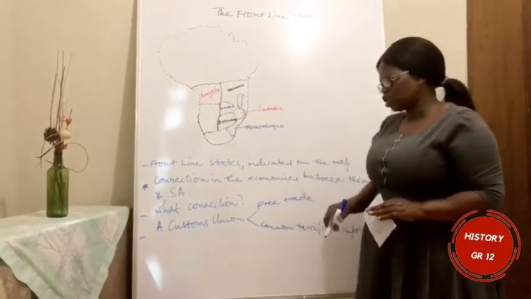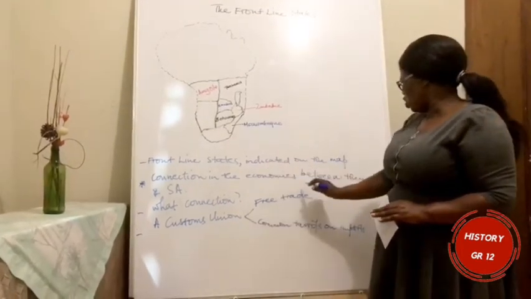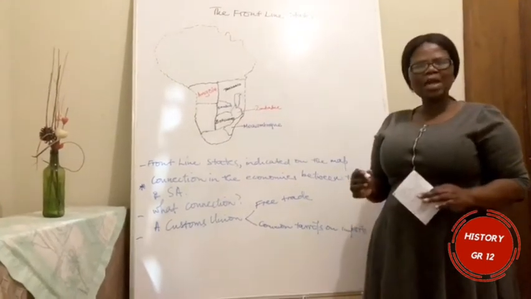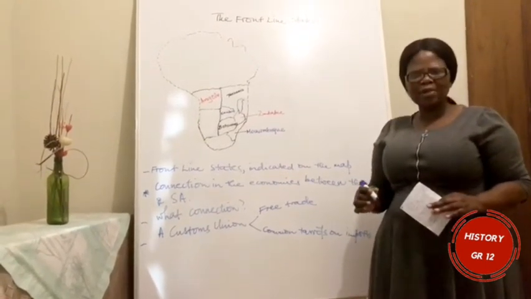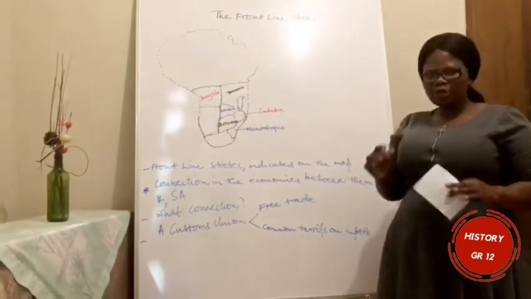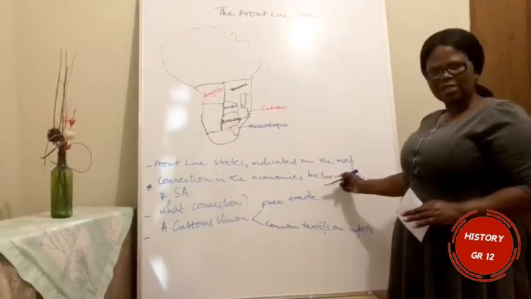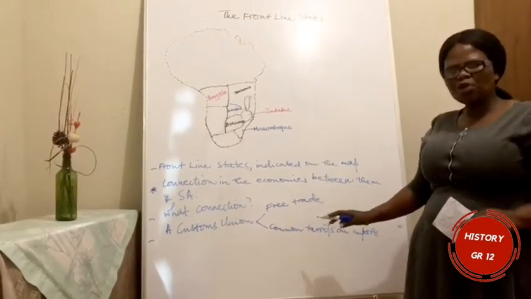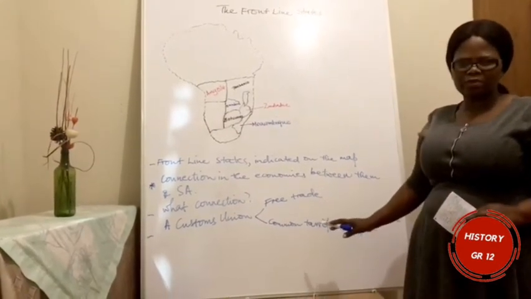What was that connection? What was the connection in the economies between them and South Africa? There was actually a customs agreement between them, which meant free trade amongst themselves, and also they had agreed to charge common tariffs at all times.